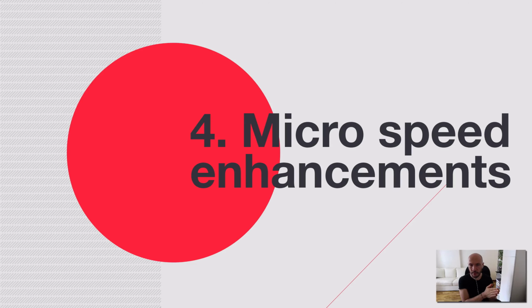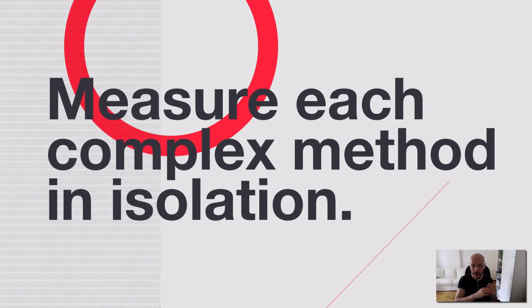Another thing: micro-speed enhancements. What that means is basically I measured each complex method in isolation. I tried to write two versions of the same method, compare and benchmark the two implementations, and pick the one that was faster, because the primary design goal was to make it very fast.